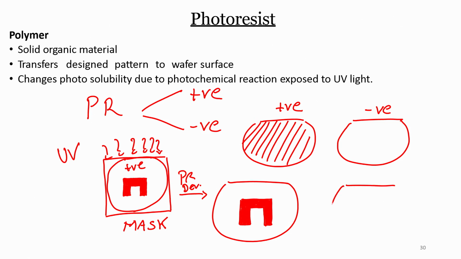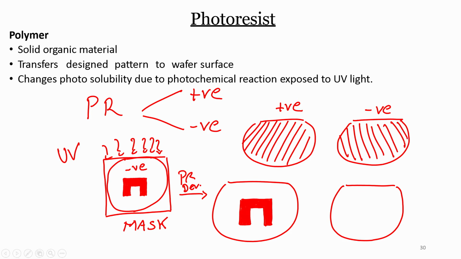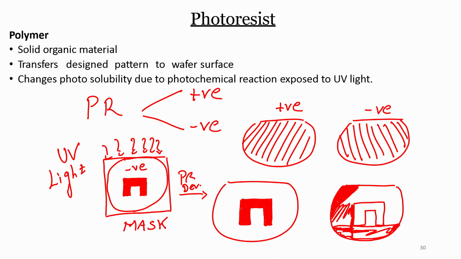In case of negative photoresist, let us say instead of positive photoresist, we have used a wafer which was coated with negative photoresist. Then when I expose with UV light, what do I obtain? I obtain the pattern which I am drawing right now. I will obtain a pattern which looks like this.